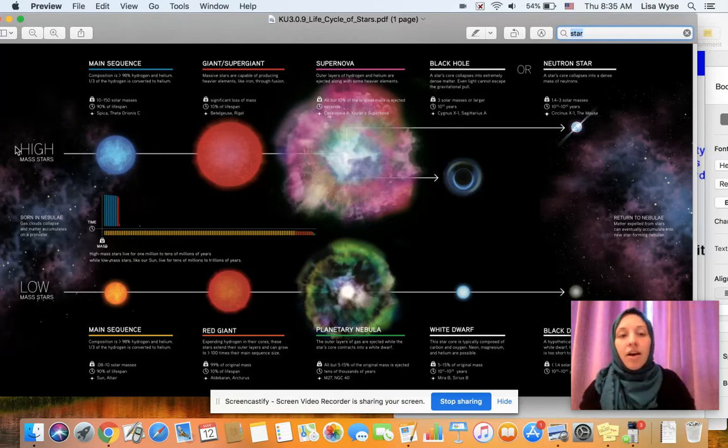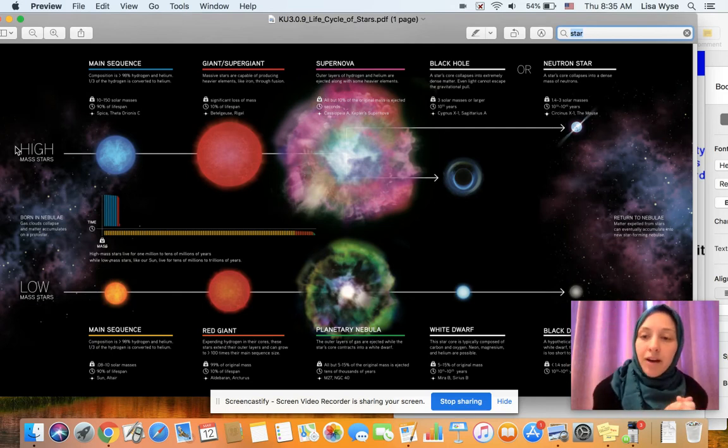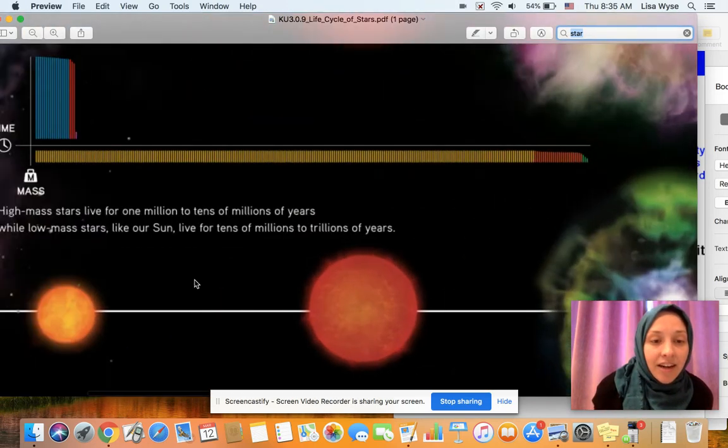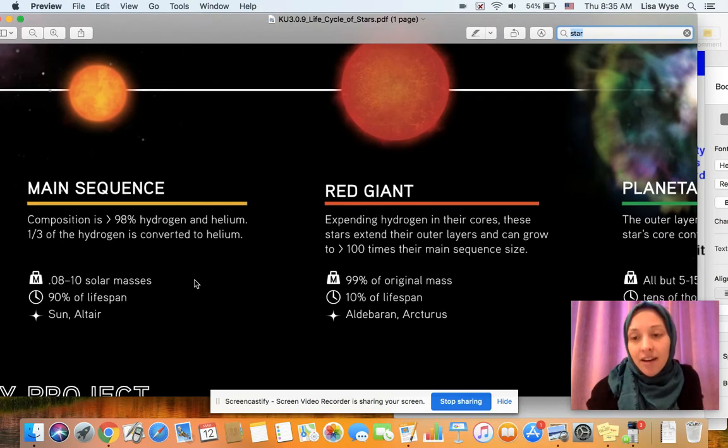Okay, we will first start with the life cycle of a low mass star, and then we will do a high mass star in a different video. Okay, so our sun is a low mass star. Okay, and there are some questions coming, so please make sure you're paying attention. Our star is a low mass star, and if you look here, I can actually put this on Google Classroom, the link to this PDF.